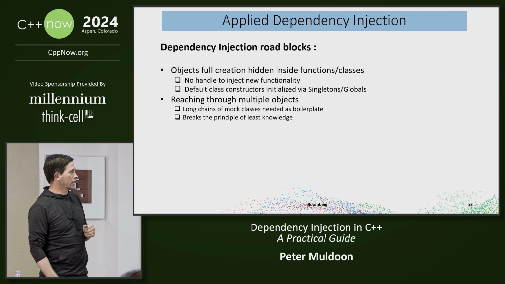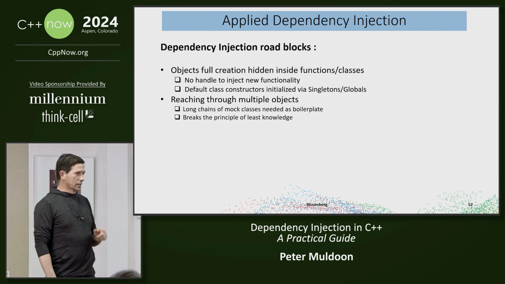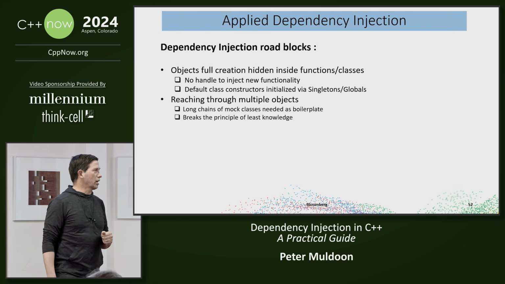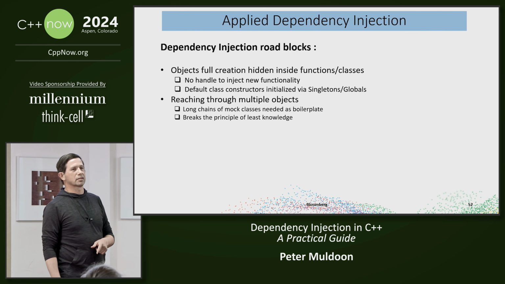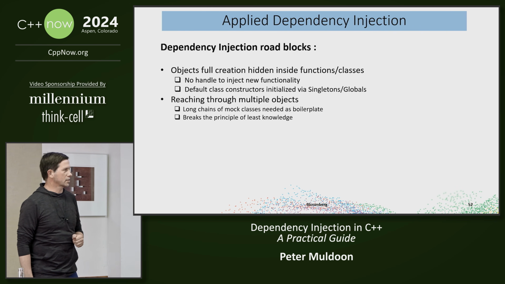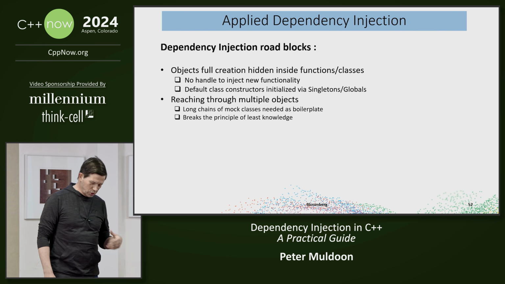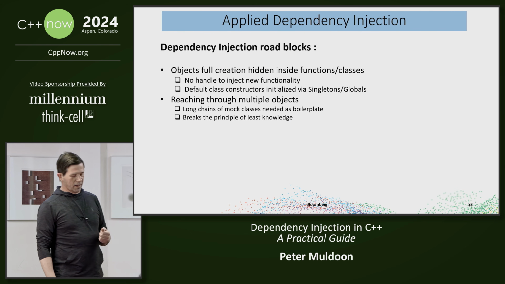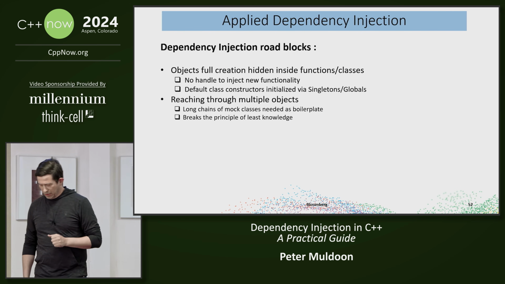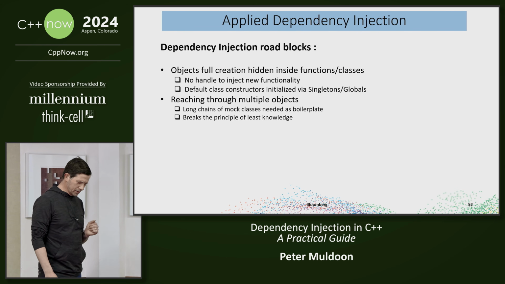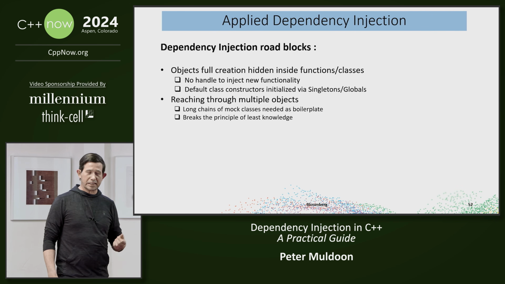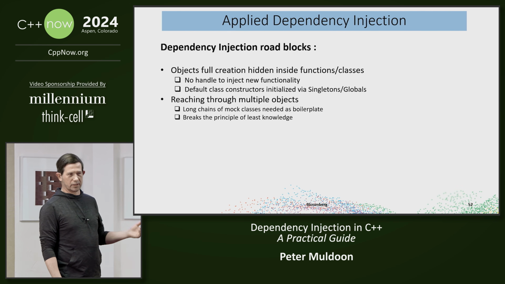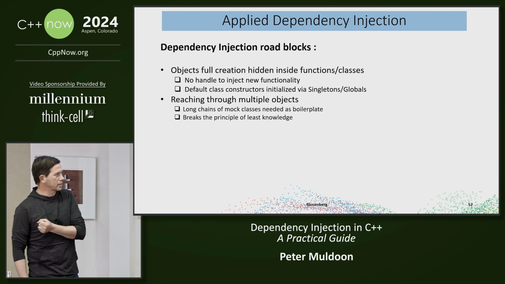And we're going to go into that a little later. The other thing that is a roadblock to dependency injection is when you reach through multiple objects. Right, you were seeing this in a talk yesterday, right? When you then need long chain and mock classes for boilerplate, and you're breaking this law of Demeter, which is the principle of least knowledge. In other words, I don't need to know about all these other classes. I just need to know what's at the end.